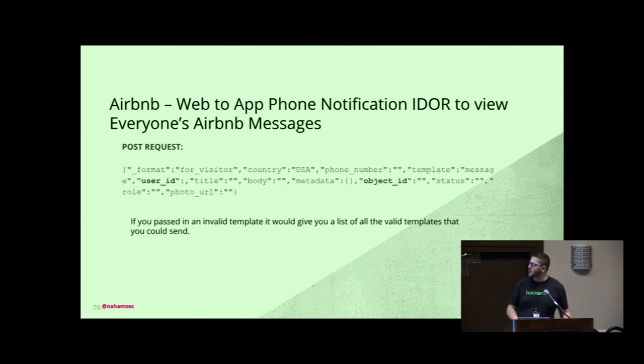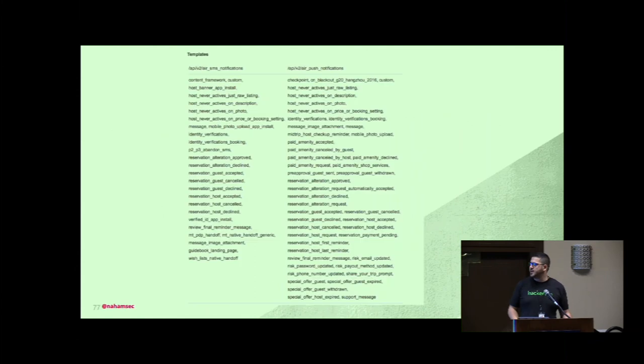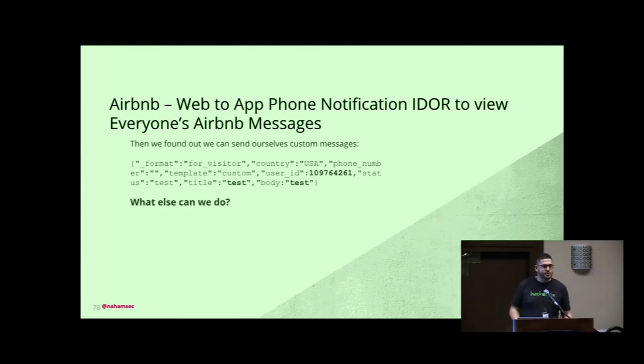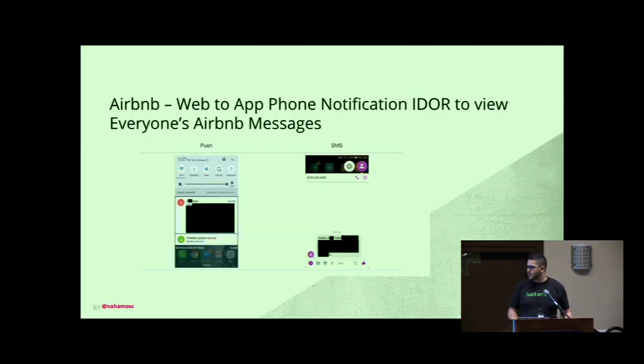What we ended up doing was we figured out what the POST request looked like. We started enumerating the object ID and the user ID. We ended up getting all the templates for it because it was giving us the errors. And we had every single one of them until we were able to send ourselves a notification. So instead of just enumerating stuff, we said, okay, let's just send ourselves a new object ID to our user ID, title it test, and give it the body test. That worked. So now let's try and see if we can change that user ID and get some other user ID's push notification. That also worked.